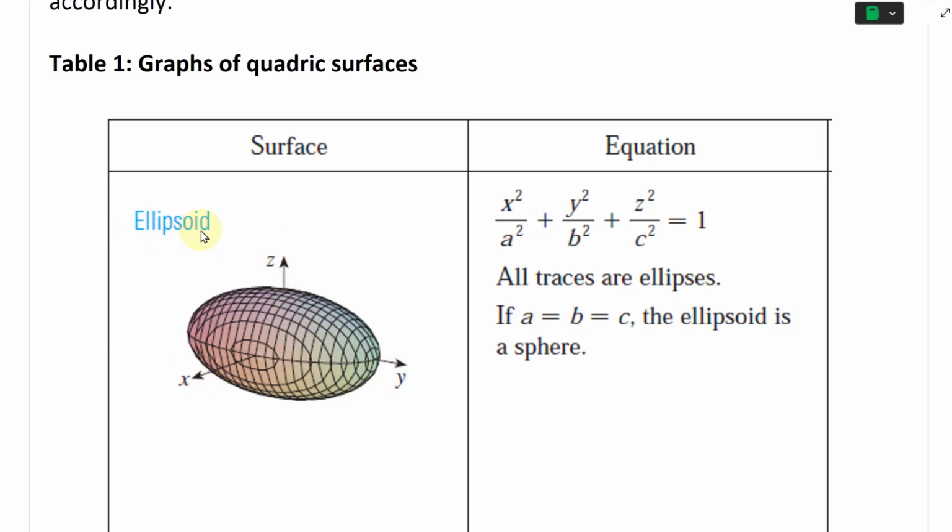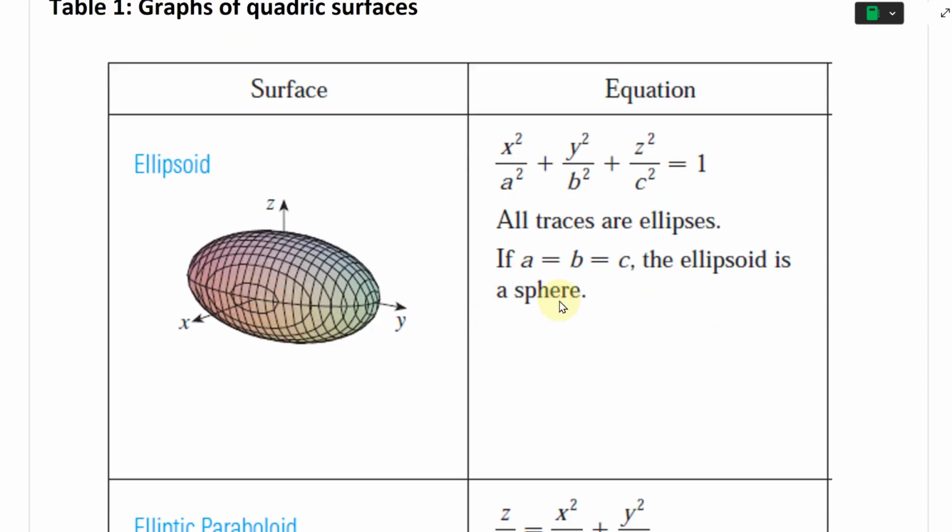And there's the ellipsoid. The equation is x squared over a squared plus y squared over b squared plus z squared over c squared equals 1. And all traces are ellipses. So notice the ellipses on this axis, and then going across that way as well, and then also horizontally as well.